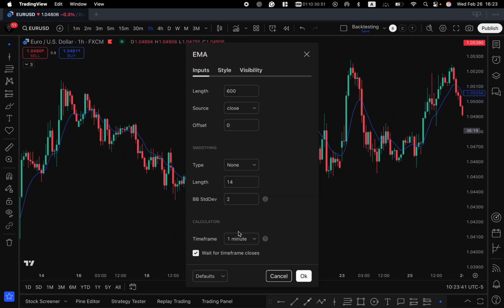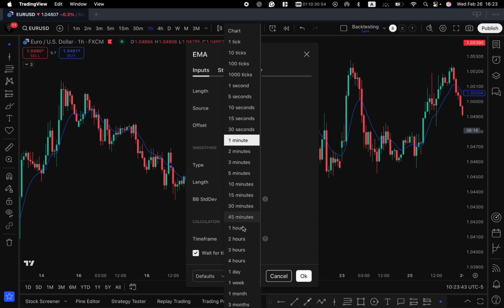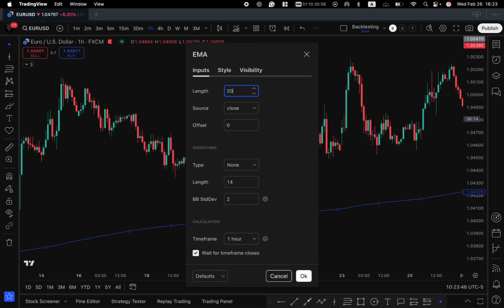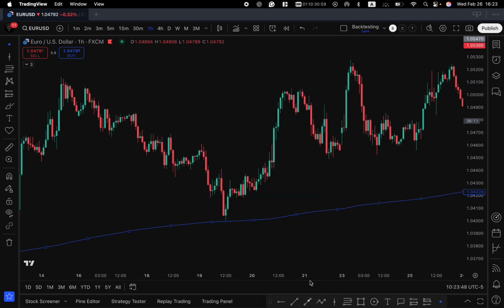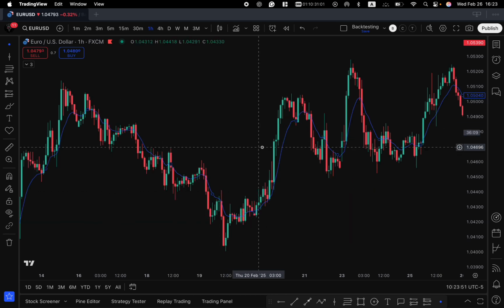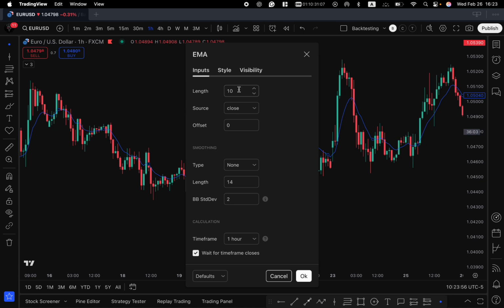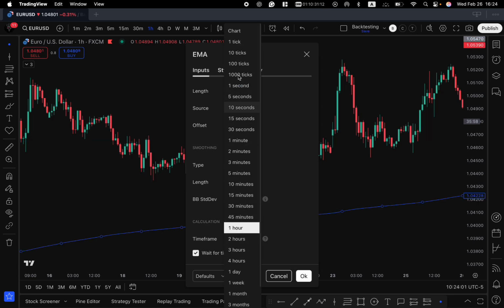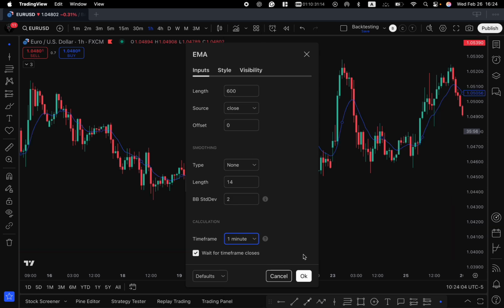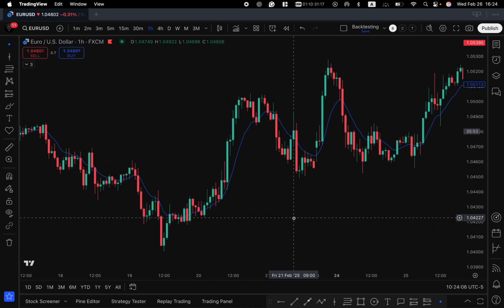You can see that there will be no difference if I set this to 1 hour and set this to 10. It will basically give the same moving average, okay? But I prefer the 1 minute because it gets updated real quicker. So let's set it to this. And you can also use seconds, feel free, but I prefer to use the 1 minute.